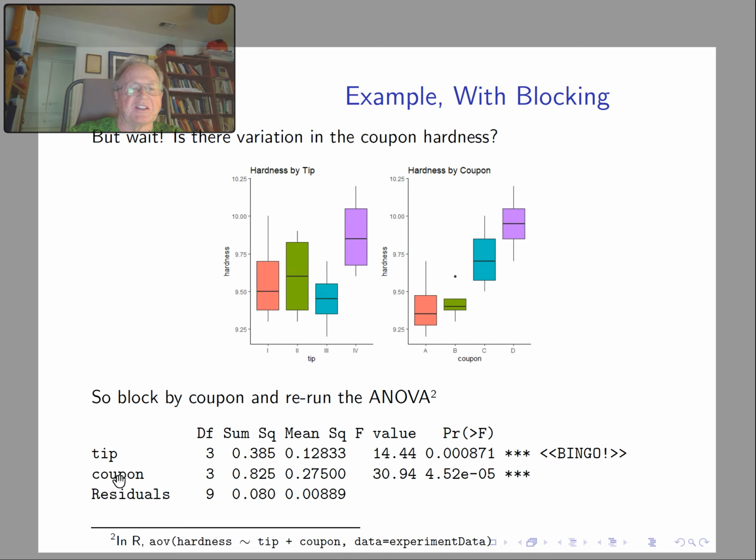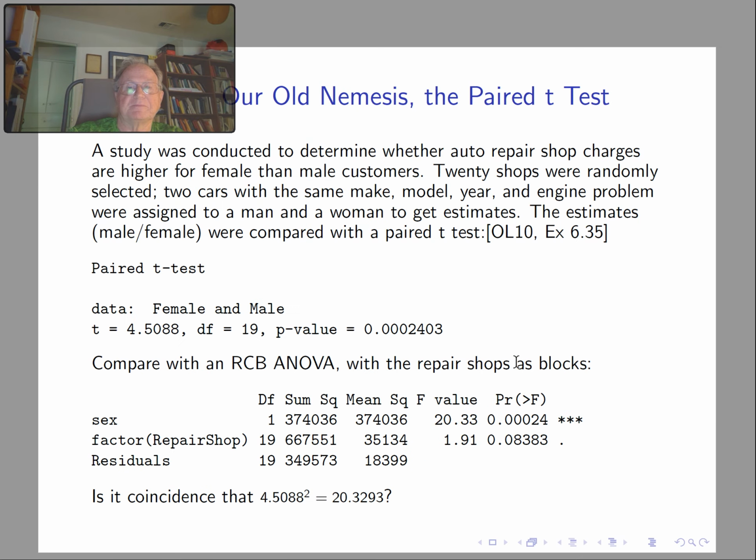And so we see the only difference here is that now we have an entry line for coupon, and we see that quite a bit of the sum of squares is taken up by coupon. And in fact, it's enough that it's statistically significant. But to the point, what we really want to know is about the tips. And we see now that the p-value for tips is very, very small. So there is a significant difference for tips. And that's the big payoff from using blocking.